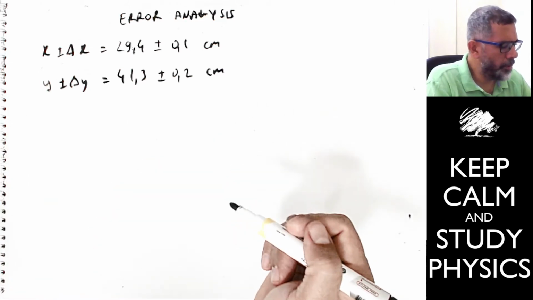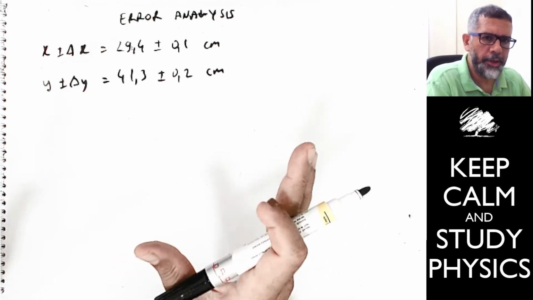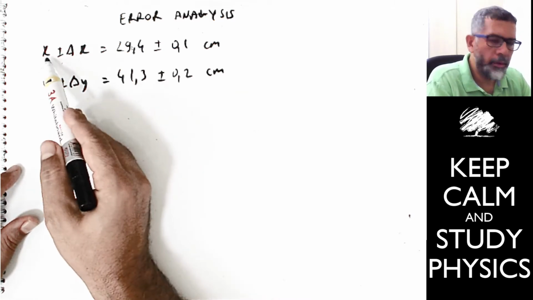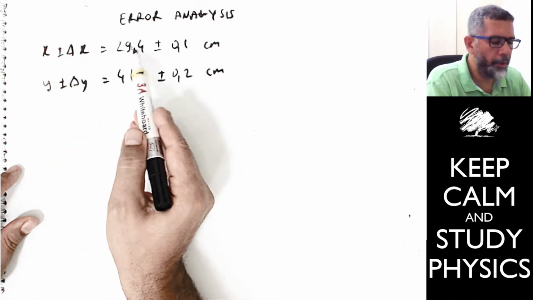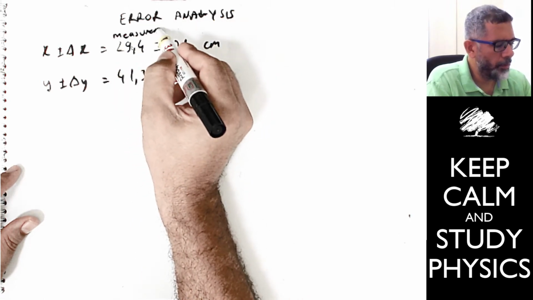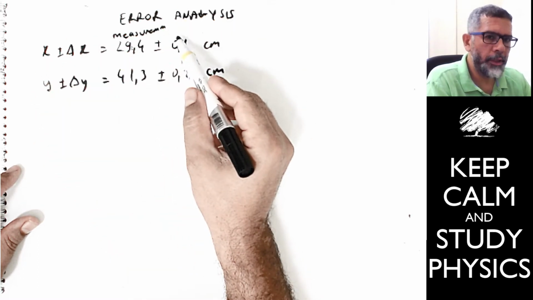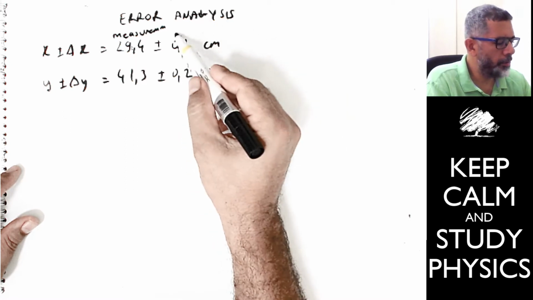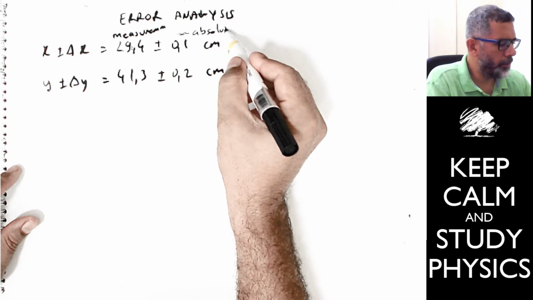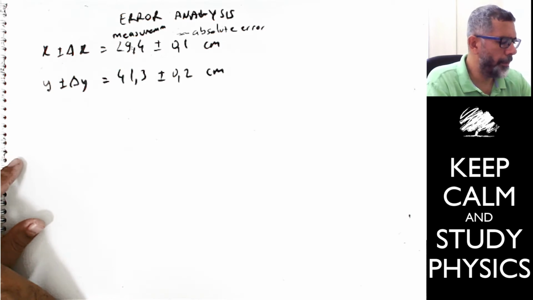So I will define, in the first place, that whenever you measure a physical quantity in physics, you put what you measured. This is the measurement, the first part. And you also have to record the uncertainty in your measurement. This part is called the absolute error, or absolute uncertainty.